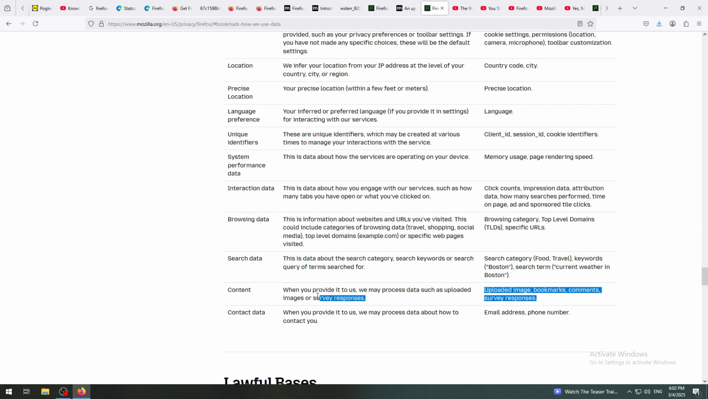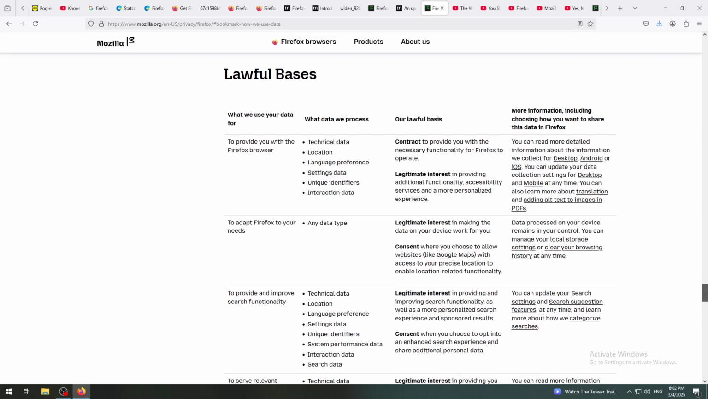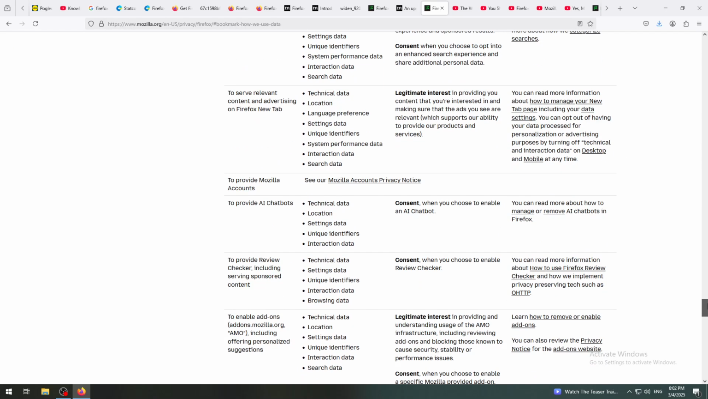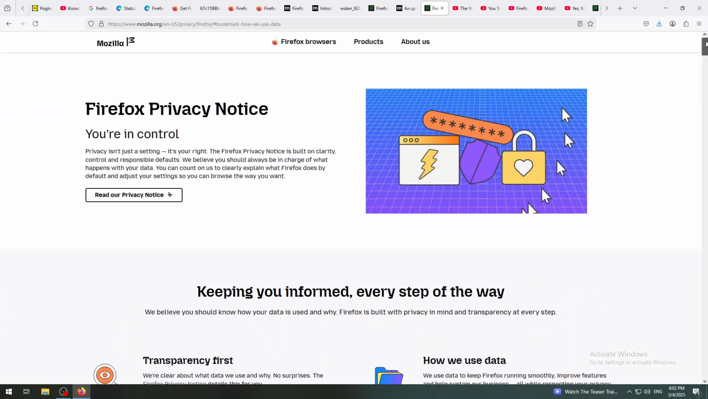content here again. When you provide it to us, we may process the data, images, comments, and so on. So it's all very vague. It's all a very lawful basis. This is also interesting, on which way. So it's a big page, but again, for all of you who are interested in more details on why they use it this way and how they use it, it's there, but no one reads it.